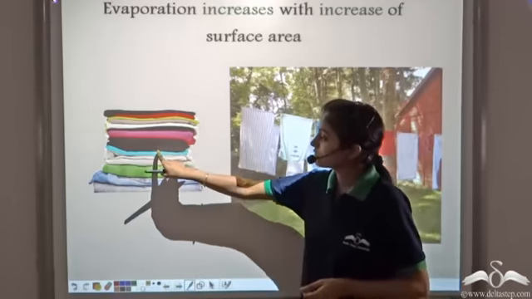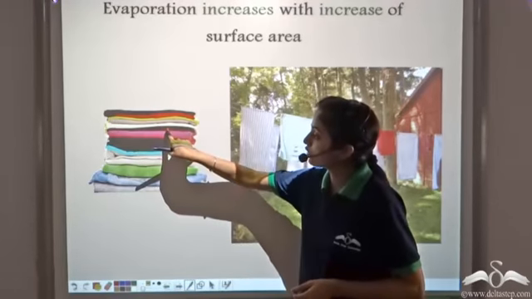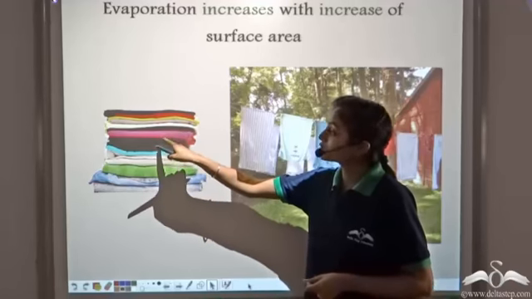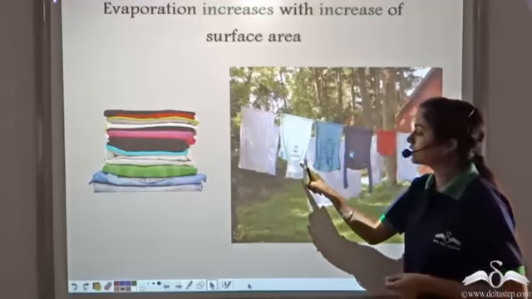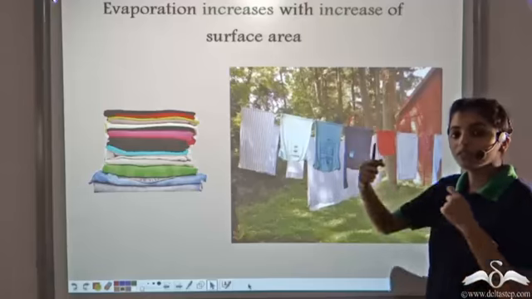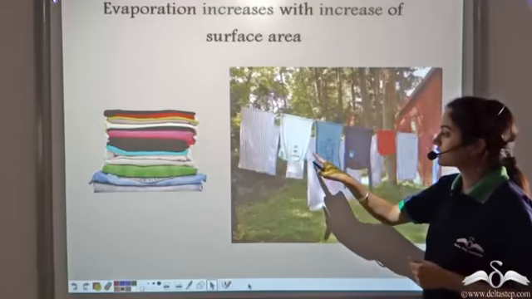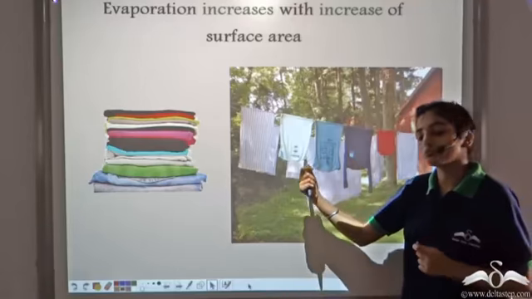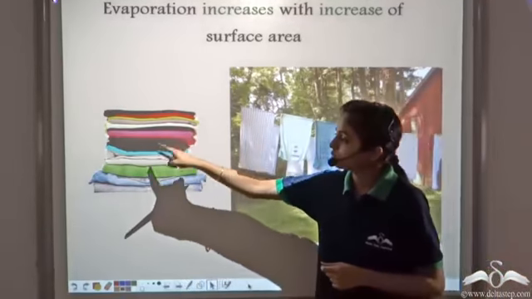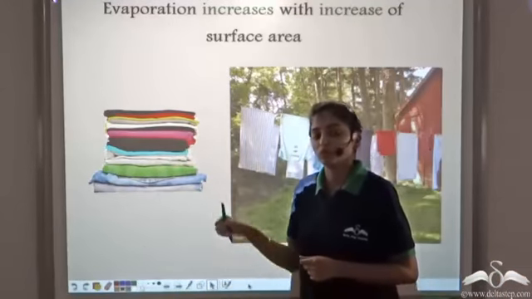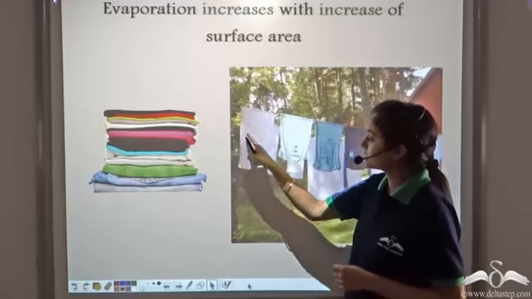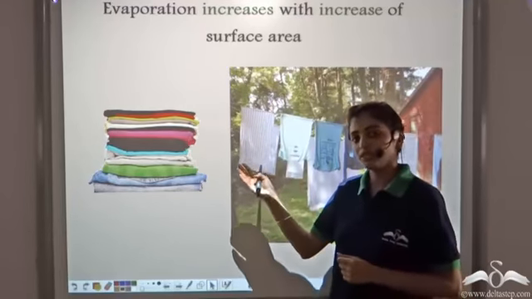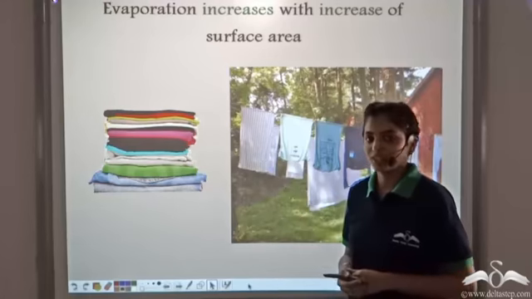In this case, you know that the surface of each cloth available for evaporation to take place is much less as compared to when you keep your clothes out for drying in the open form. So you see that the surface available for each cloth is much, much more as compared to when you fold them together and stack them one on top of another. That is why the surface area increases, more particles evaporate, and that is why the rate of evaporation increases.